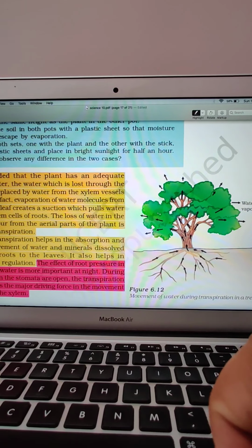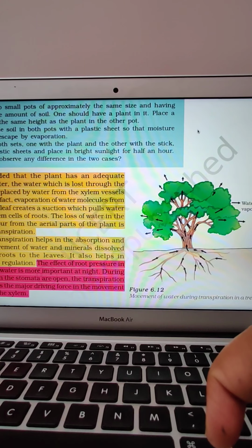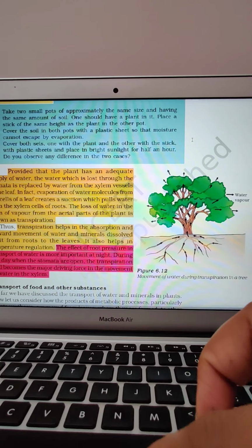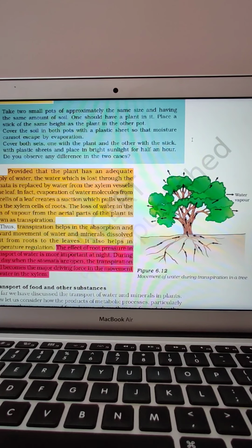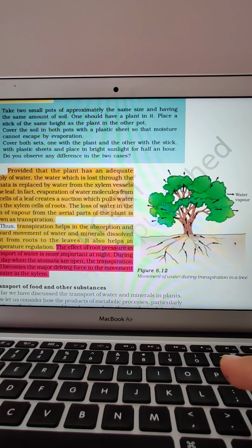Apart from that, it also involves the properties of water, like what? The cohesion and adhesion properties of water, and it also involves diffusion. As we know, the xylem cells of the roots are in contact with the soil. Here you can see the roots are in contact with the soil.